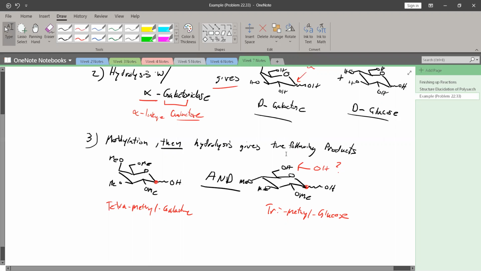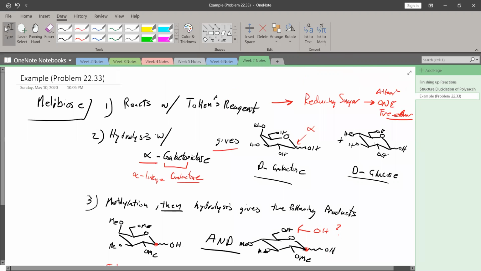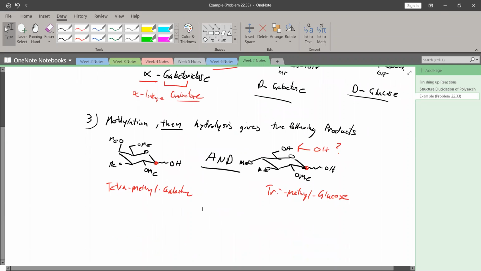Okay, so how can we use all this information? So we know it has at least one free anomer. It hydrolyzes with alpha-galactosidase, so we know that the galactose is the end that doesn't do the reaction, and it's an alpha linkage, and it also produces glucose. And the last part is the methylation, turning all the free OHs into OMEs, and then taking the anomers and turning those to OHs. But also we've identified this weird OH that didn't react with methyls.